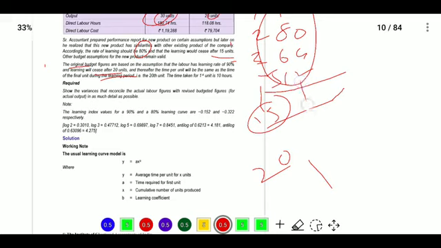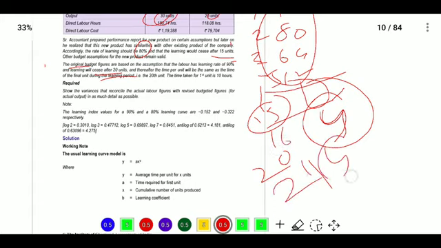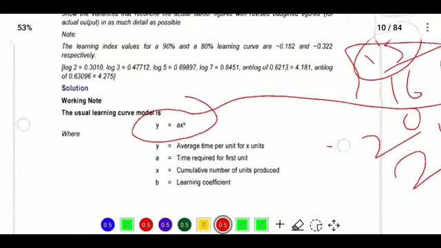Up to 15 means we will have the information of 80% decreasing, and here we don't know. So for this we want to calculate, we will assume the 16th unit will be y, or in the case of 21 units we will take that y. The formula will be y is equal to a x to the power of b.